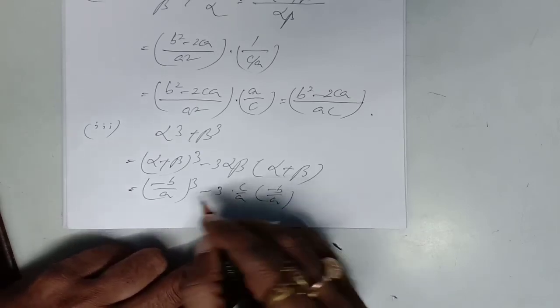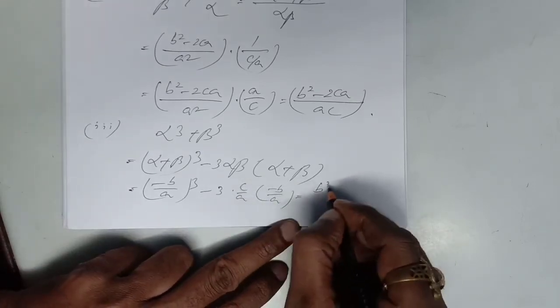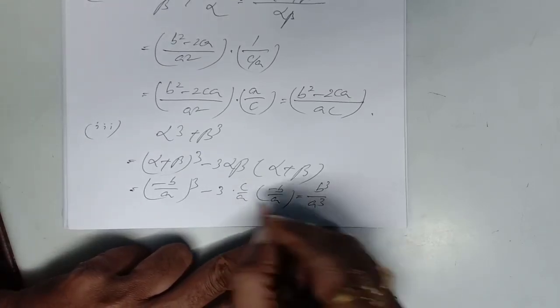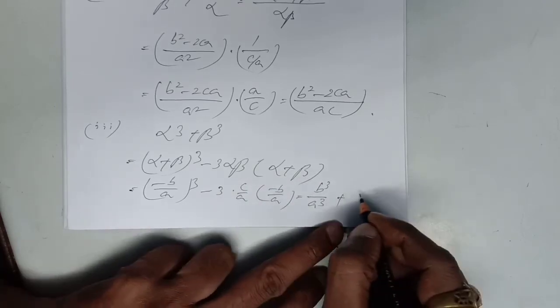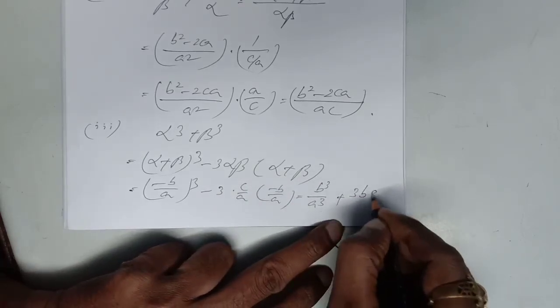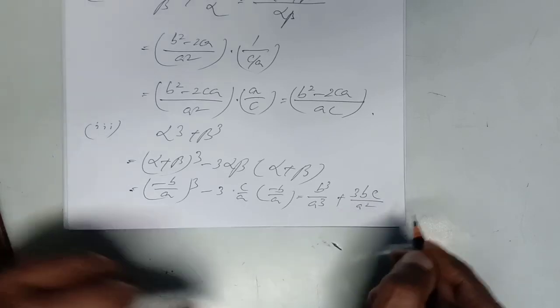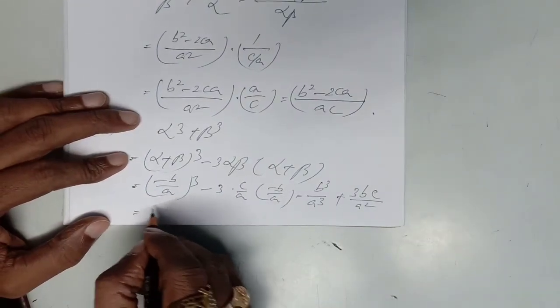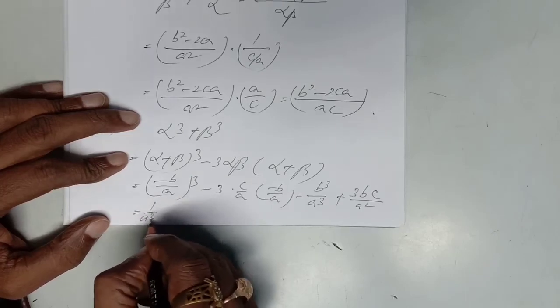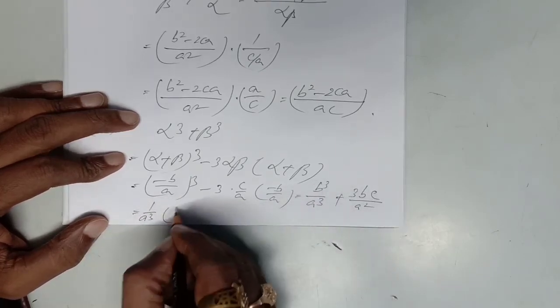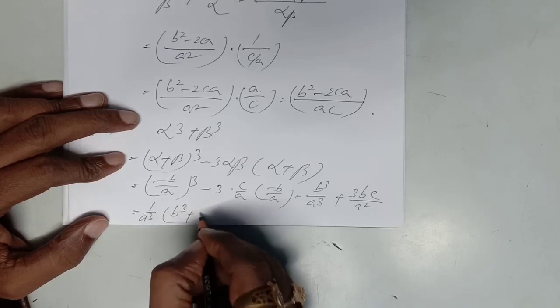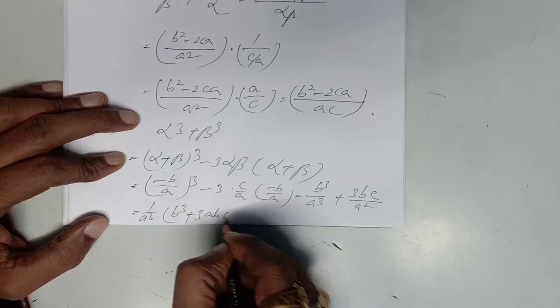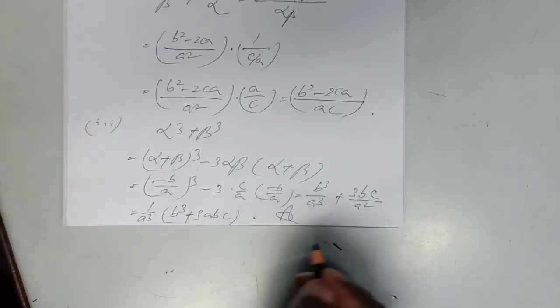Finally, what are you getting here? This will be b cube by a cube. This will be plus 3bc by a square. The LCM will be a cube, no doubt. Okay, that means 1 by a cube. LCM, this will be b cube plus 3abc. This is the answer of number 4 third part.